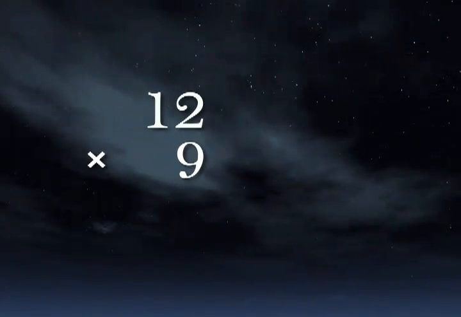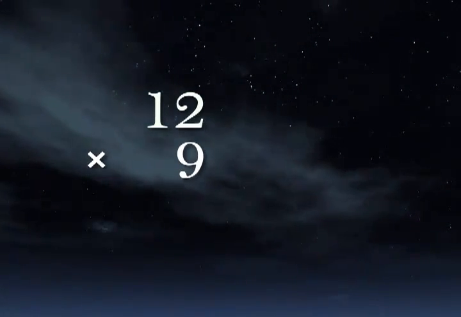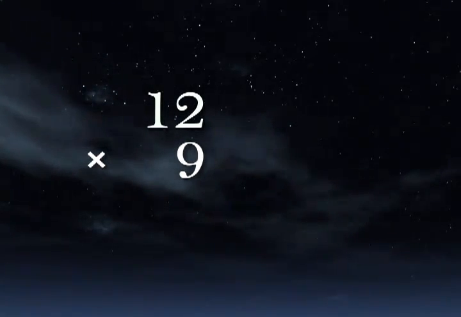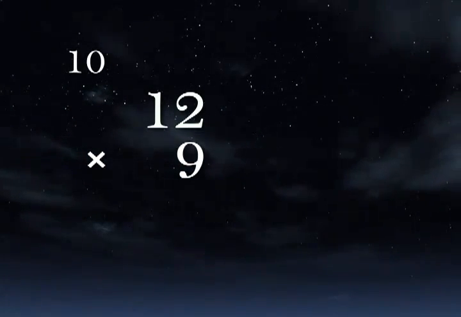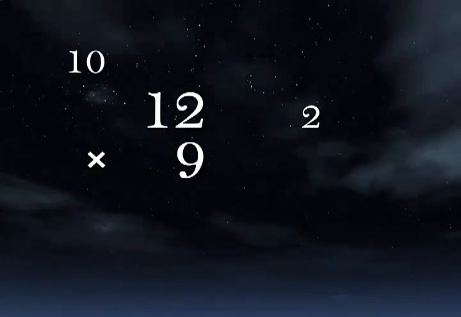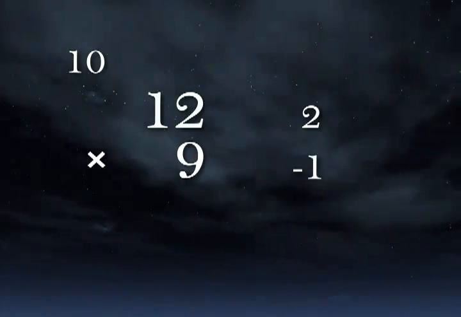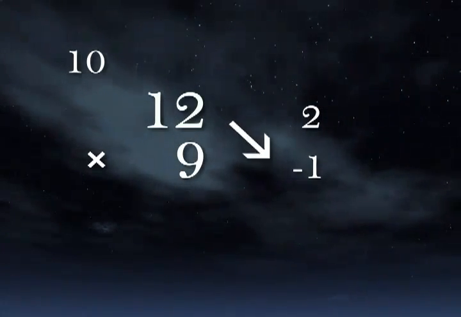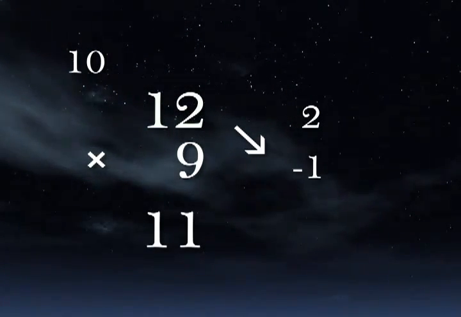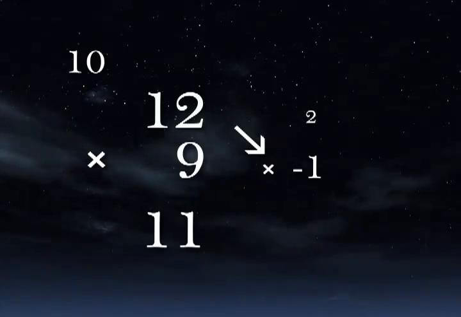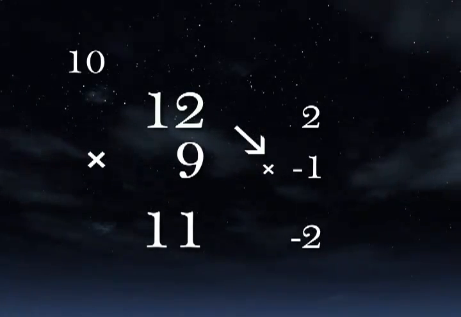Answer this question in under 5 seconds using base multiplication. What's 12 times 9? 12 is 2 more than 10, so we write 2. 9 is 1 less, so we write -1. Working crosswise, 12 minus 1 is 11. That's the left side of the answer. And 2 times -1 is -2.